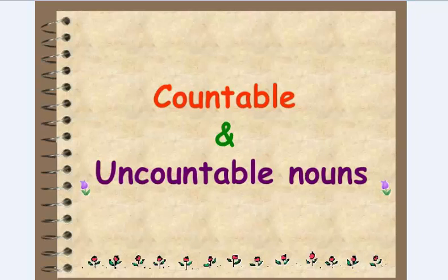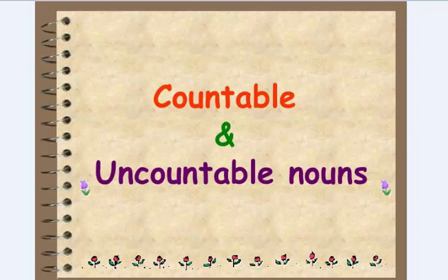As the name shows, countable nouns are those nouns which we can count. Uncountable nouns are the nouns which are in massive form or in huge quantity, which are impossible to count. So let's start with the explanation of countable and uncountable nouns.